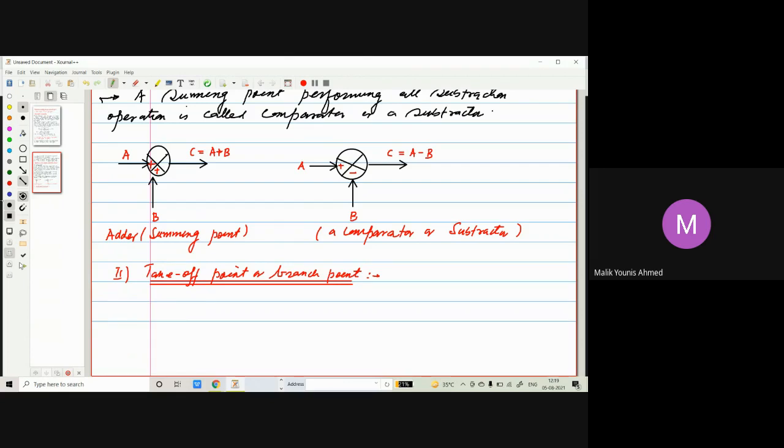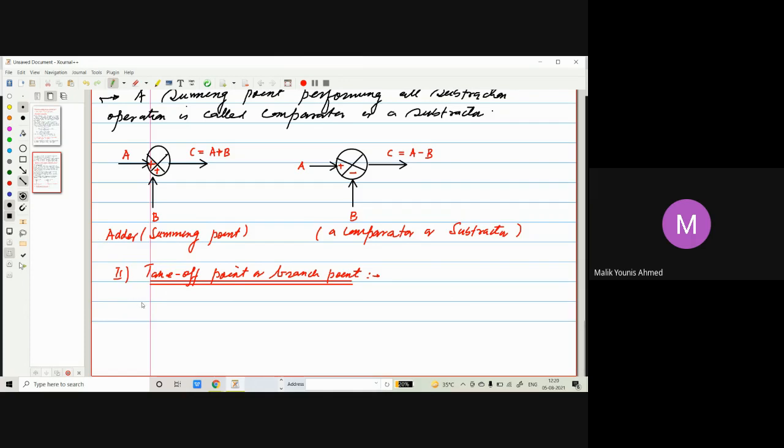You have to remember, it's the point from which the signal from a block goes concurrently. That means simultaneously to more than one block or summing points. So basically, this is the sort of point from which a signal from a block will be going to more than one block or to a summing point. That's called a takeoff point.